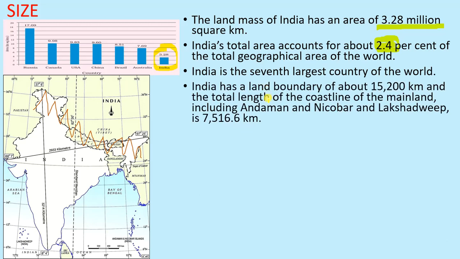India has a land boundary of about 15,200 kilometers. Land boundary is this one, that it is starting like this, and this is the land boundary. Sorry, this is not the land boundary, this is the coastline. Actually the land boundary will start from here. Sorry students, it will start from here.